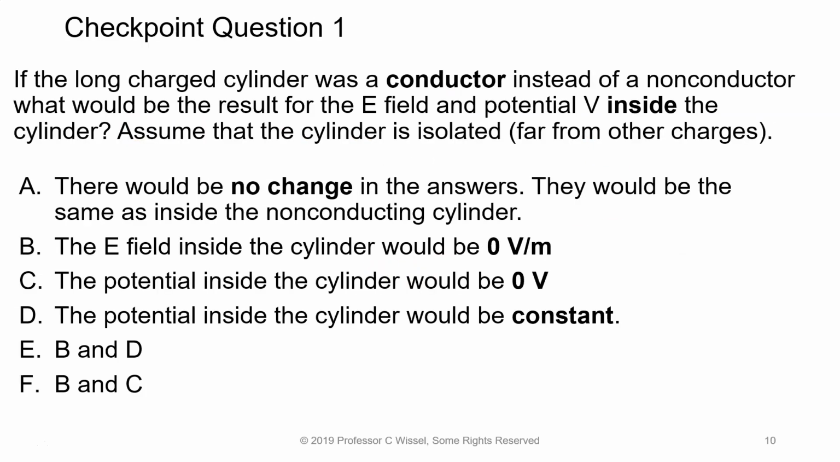Some checkpoint questions. If the long charged cylinder was a conductor instead of a non-conductor, what would the result be for the electric field and potential V inside the cylinder? We're going to assume that the cylinder is isolated, in other words, far from other charges. If it's a conductor, the charges are all going to move to the surface, because there's no electric field inside a conductor, and it's an equal potential surface. Charges don't like each other, so they go to the surface of a conductor because the charges are free to move. So the electric field inside the cylinder is going to be 0 volts per meter, and the potential inside the cylinder is going to be constant because the whole cylinder becomes an equal potential surface.